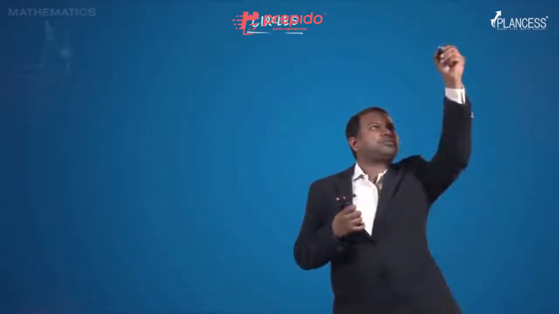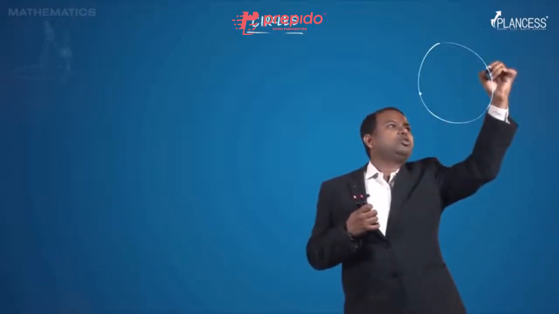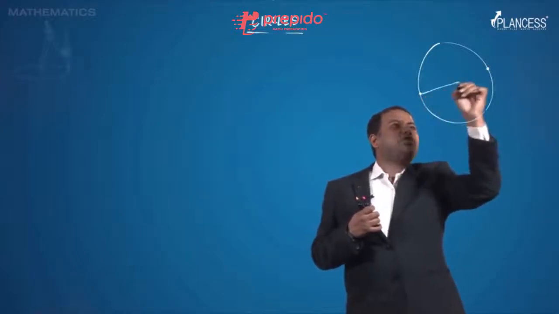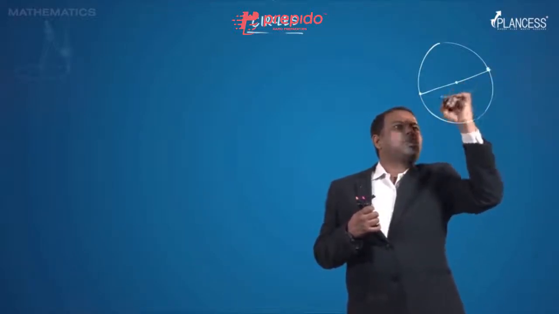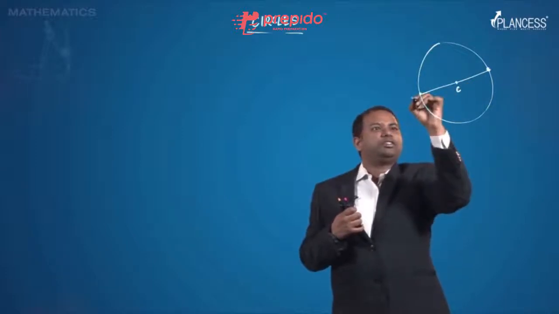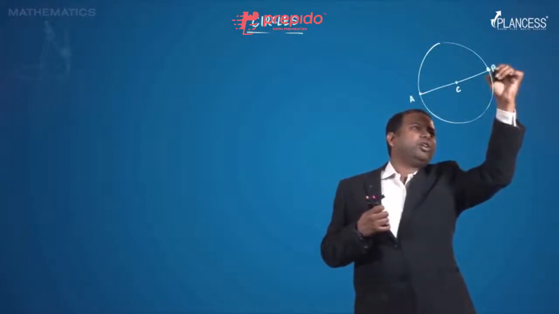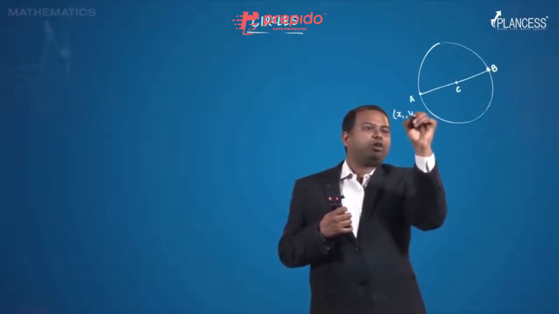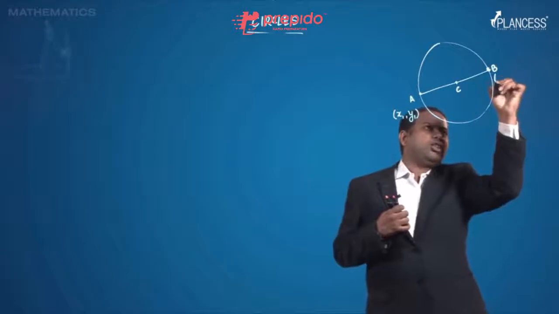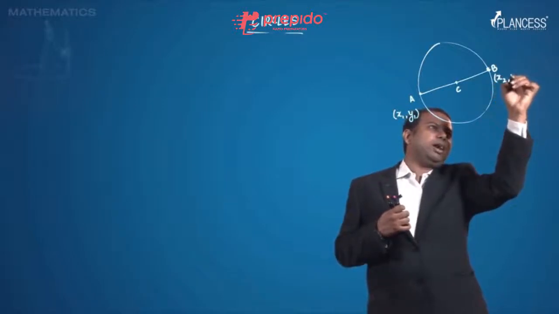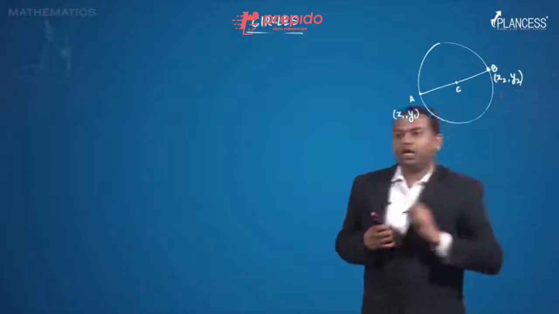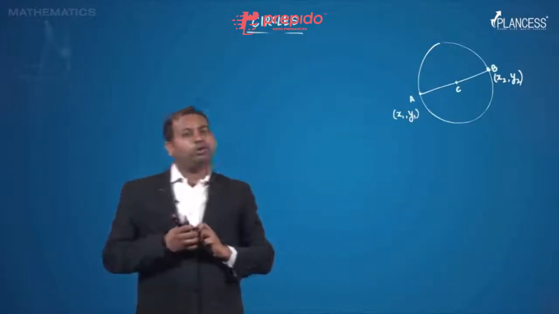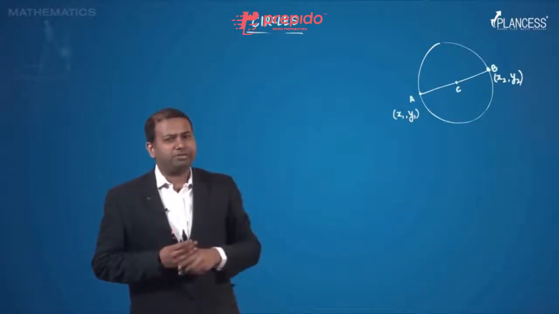For example, let us consider a circle which is passing through the two ends of a diameter. Let us say this is the center and this is a point A and this is a point B. The coordinates of A are given by x1, y1, and the coordinates of B are given by x2, y2. Now, how do you think we should go ahead to find the equation of the circle?